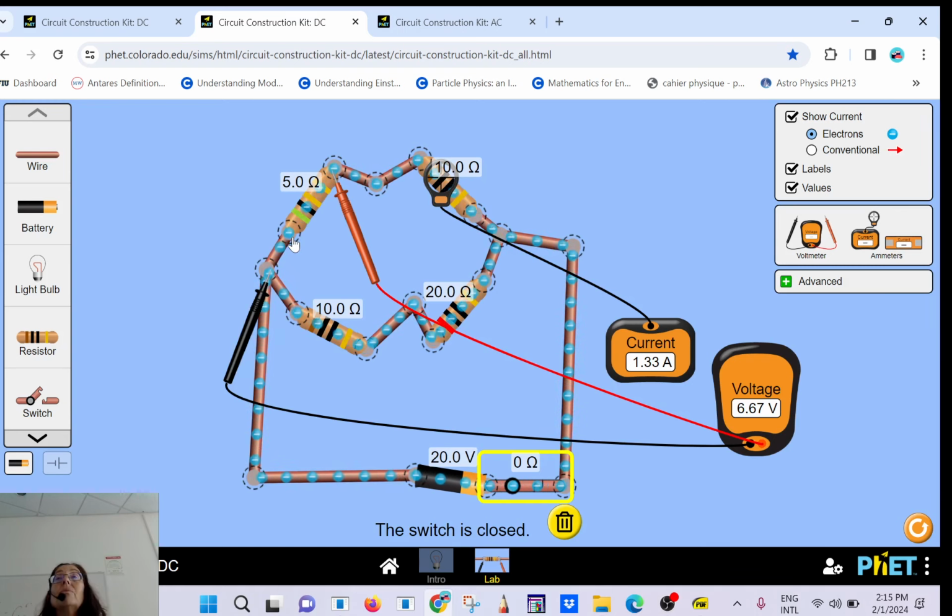Or if you want to find the current and you are given 5 coulomb for 1 minute, you will do 5 divided by 60, and that is going to be the current. So pay attention to the units. For example, watt is joules per second, so it's energy produced per second or energy consumed per second.